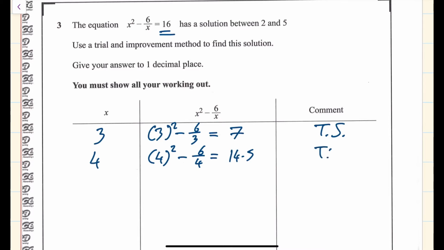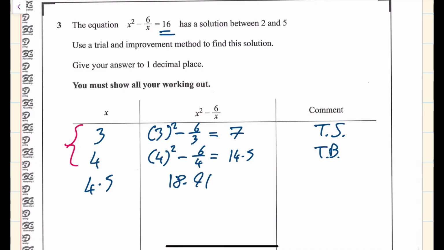So that was too big. Now that tells me, and you'd be getting a mark for this, it's between 3 and 4. The sensible thing to check then is 4.5. So you put in, change your bracket to be 4.5, change your bottom line to be 4.5, and I got 18.91.